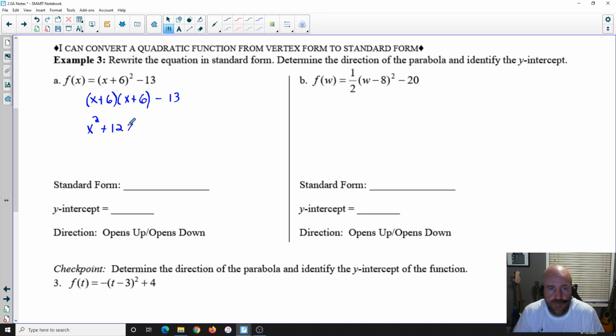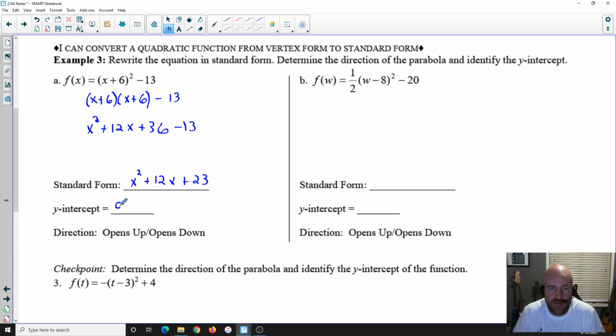12x. 6 times 6 is 36. And then this minus 13 drops down. And then we combine like terms. So x squared plus 12x. And then 36 minus 13 would give us a positive 23.